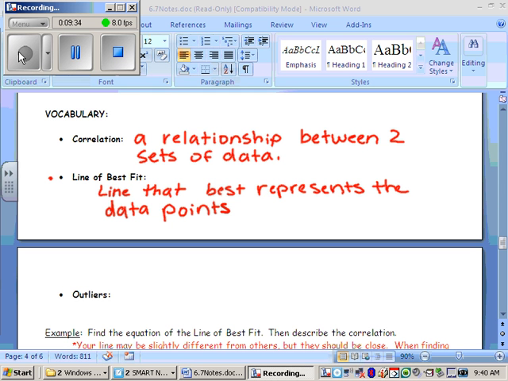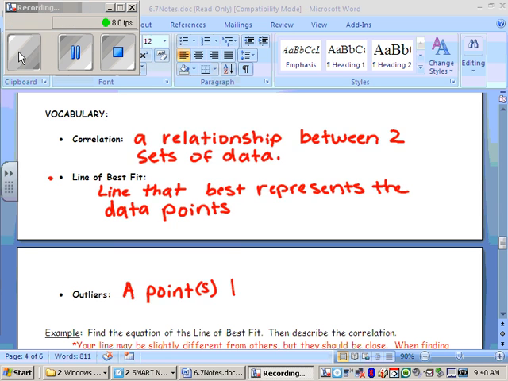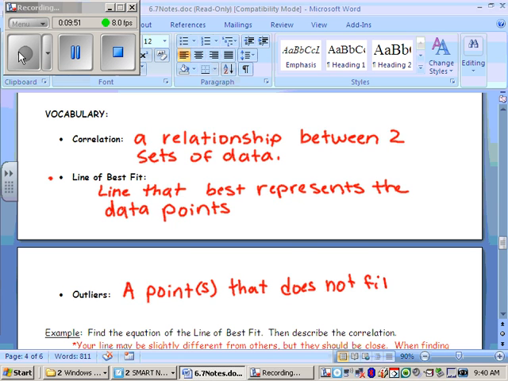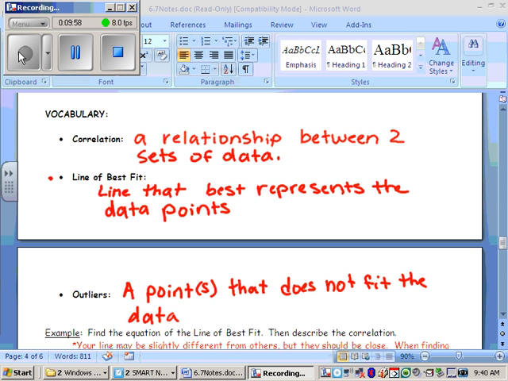The last vocabulary word is outliers. Sometimes you have a point that does not fit the data. So let's write that down, a point or more points that does not fit the data.